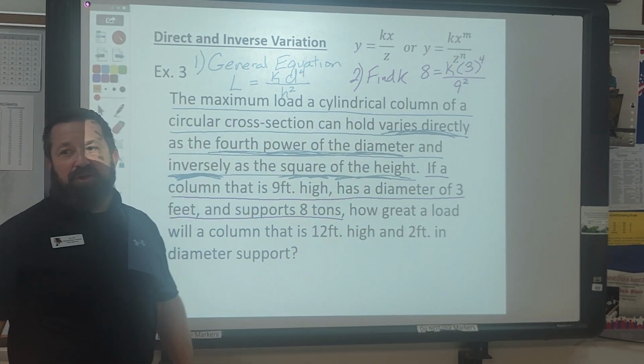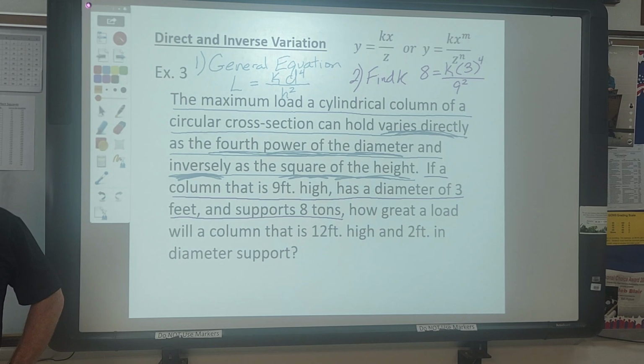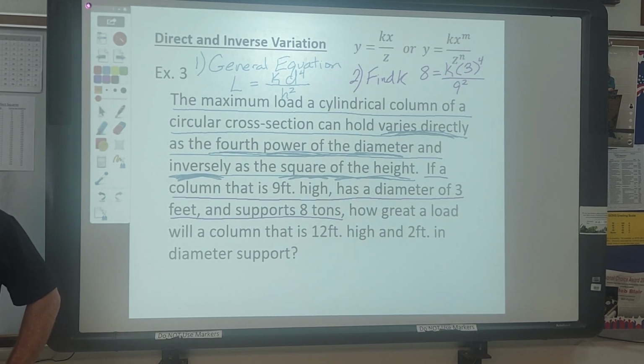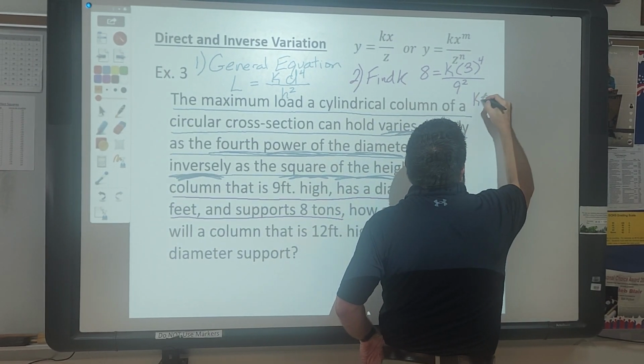And you'll need to solve that for K. This one's pretty simple because my numerator comes out to be 81K and my denominator comes out to be 81. So I made this really simple because then K comes out to be just 8. Okay? So that's my second step. I found K. K is 8.